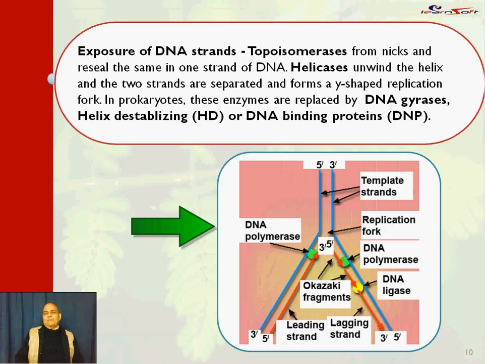Now, in this diagram, you can see the replication fork is there. Then you have DNA polymerase enzyme. Then you have DNA ligase joining the short segments, which are there on the lagging strand, the Okazaki segments, and DNA polymerase you have on the other, and that is the leading strand. This is how the Y-shaped replication fork is formed. And remember, the DNA polymerase always synthesizes new DNA in the 5' to 3' direction, never in the 3' to 5' direction.